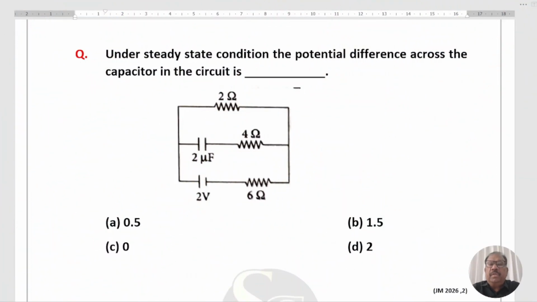Question: under steady state condition, the potential difference across the capacitance in the circuit is. We have to fill in the blanks. Four options are given, one of the options is correct. The question is taken from JEE Main 2026.